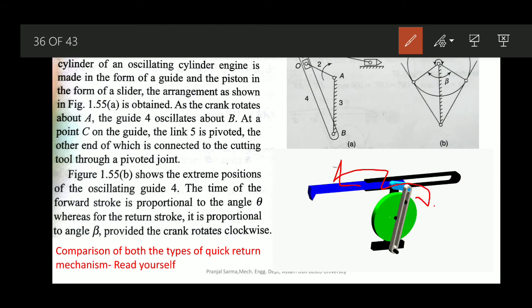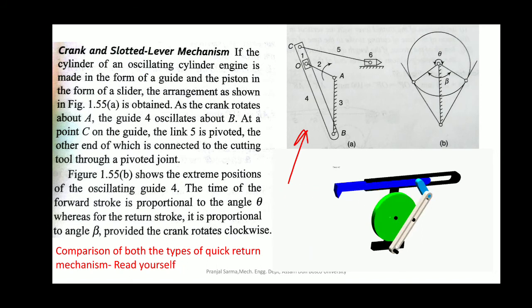So it is also a kind of quick return motion mechanism, as you can see from this diagram. Here, AB is the fixed link, AO is acting like the crank, and at its end there is the slider. CB is the slotted lever. Whenever the crank AO rotates, that point A behaves like a slider within the slotted lever. At the end, the modification is links 5 and 6, where 6 is the cutting tool, connected with link 5.